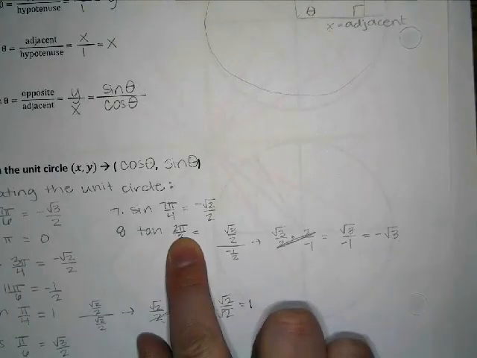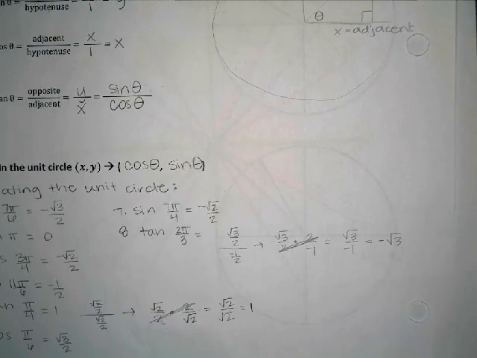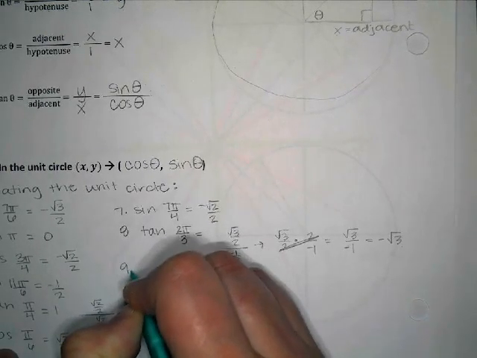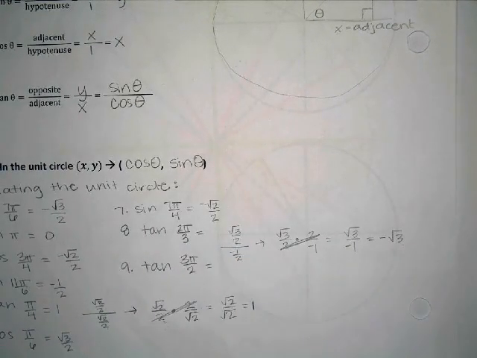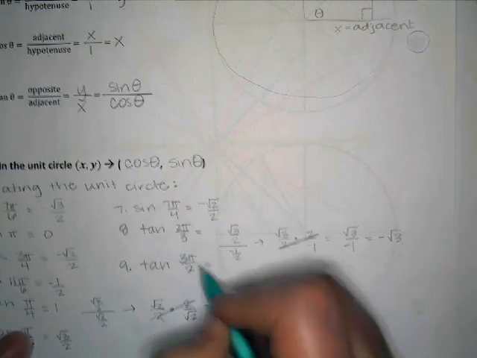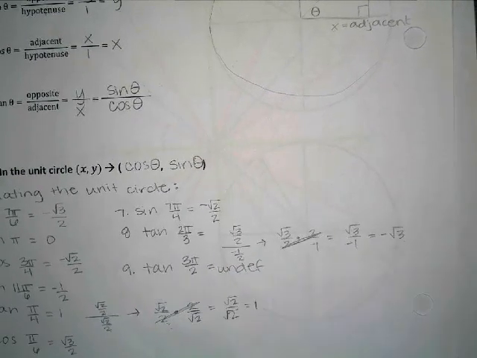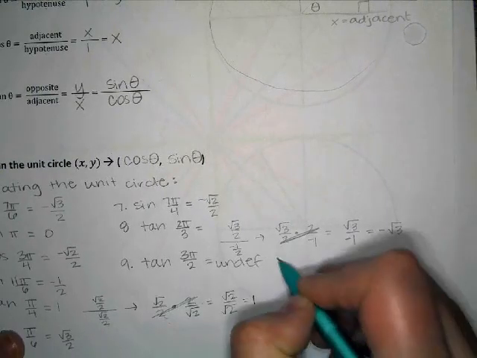Okay, let's look at tan of 3 pi halves and see what that is. Tell me what that is. Not 0. Not negative 1. Undefined. It's undefined because what numbers are you dividing? Negative 1 divided by 0. Can't do that. That's undefined.